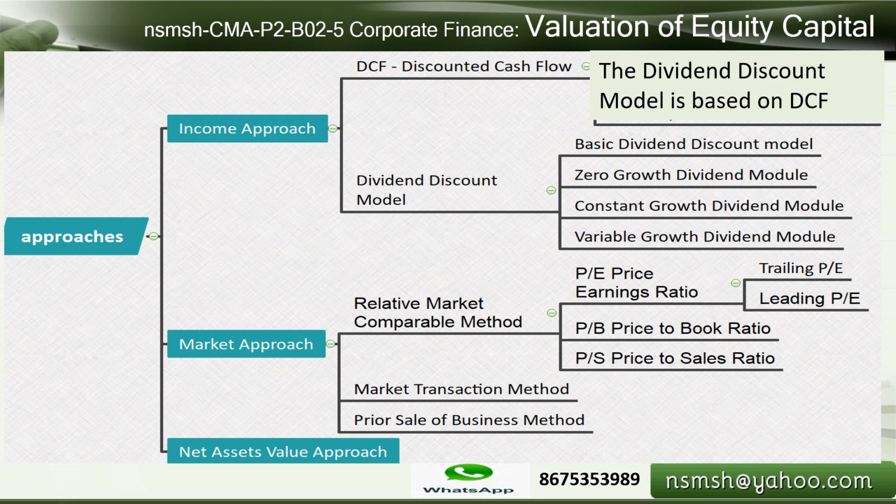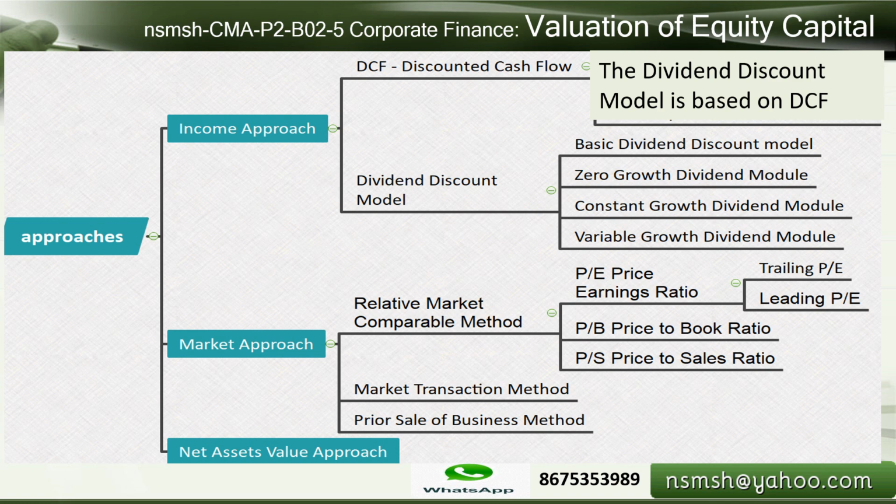And the approaches. We already studied that there are three major kinds of approaches: income approach, market approach and net assets value approach. Mainly we will be focusing on the income approach and market approach here, and the net assets value approach we will be calculating when we study capital structure and cost of capital. In the income approach, it is also based on discounted cash flow.